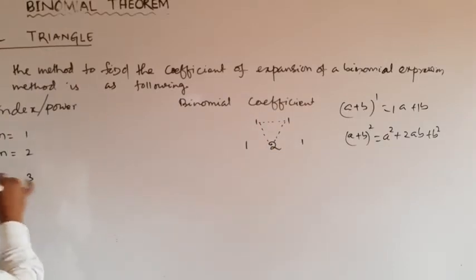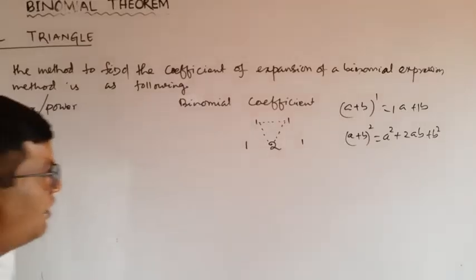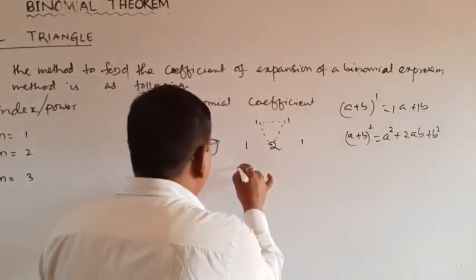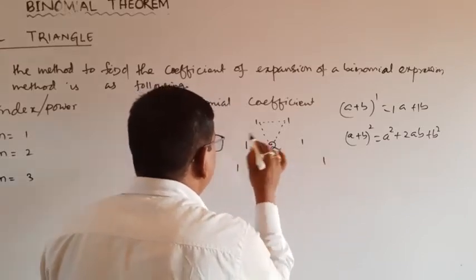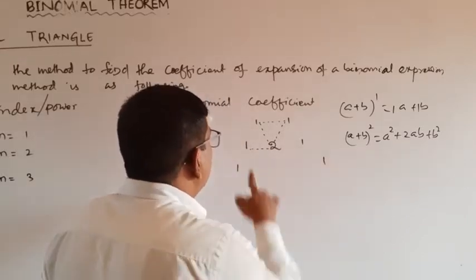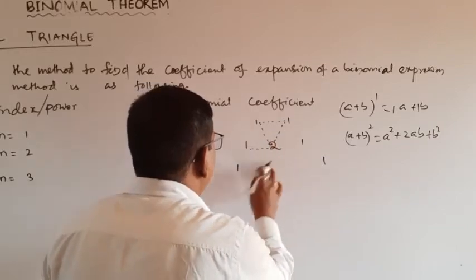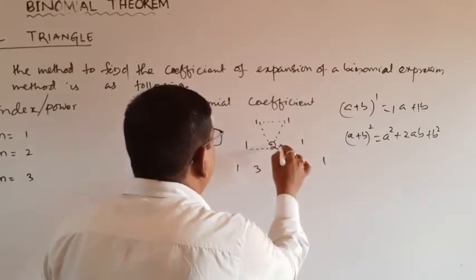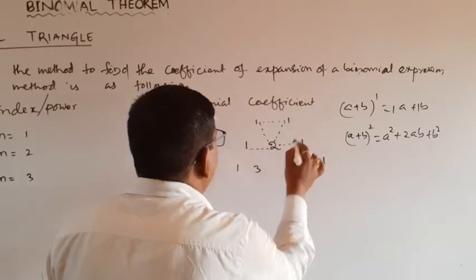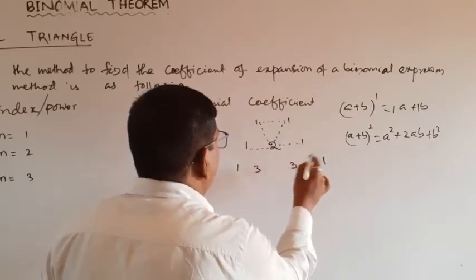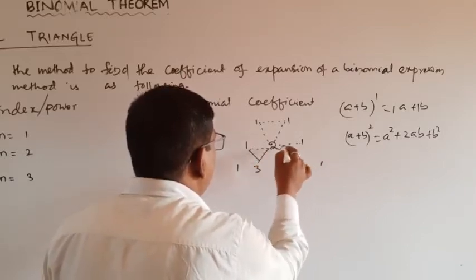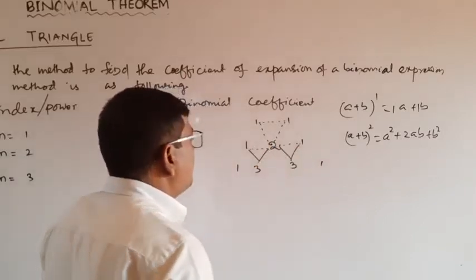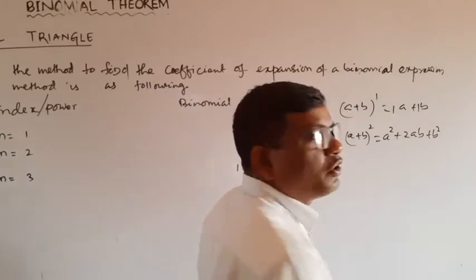Now n equal to 3. Again write at the extreme 1 1 and add this. This is 1 plus 2, this is 3. Again add this. This is 3. Now this is 3 and this is 3.